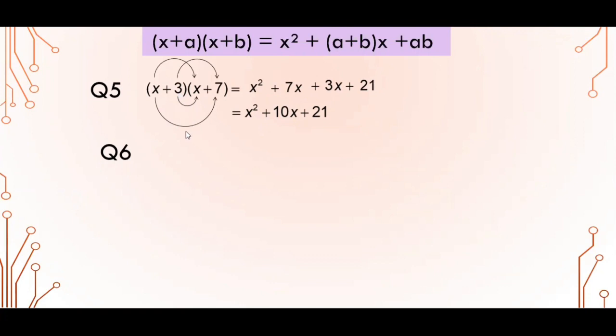One question we will solve based on this identity: (x + 1) into (x + 6). So your a is 1 and your b is 6. Just compare with the identity and put here. So x square plus (a + b), where a is 1 and b is 6, 1 plus 6 into x, plus ab, which is 1 into 6. So 1 plus 6 is 7x, plus 6. So directly you get the product as x square plus 7x plus 6.